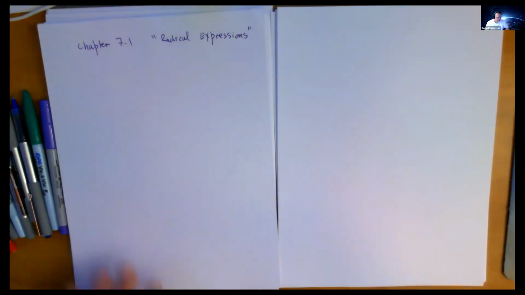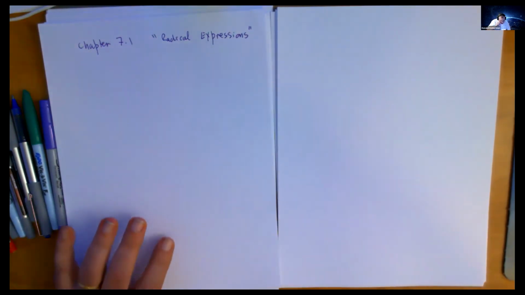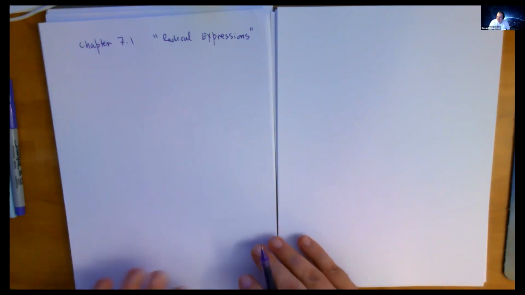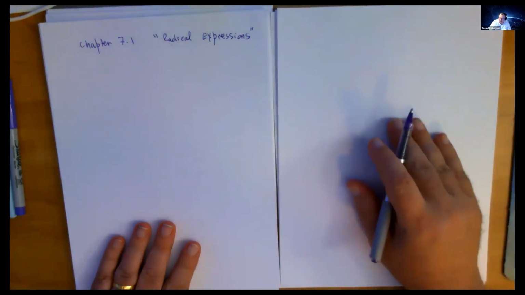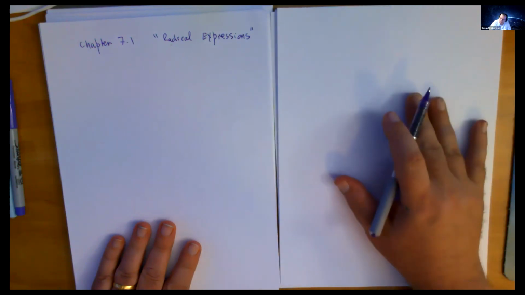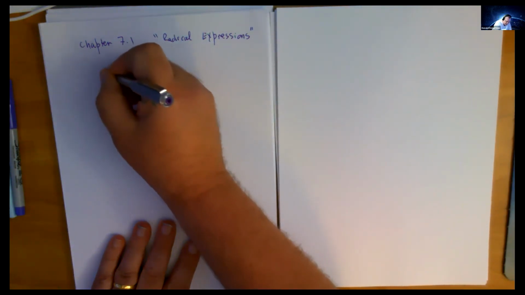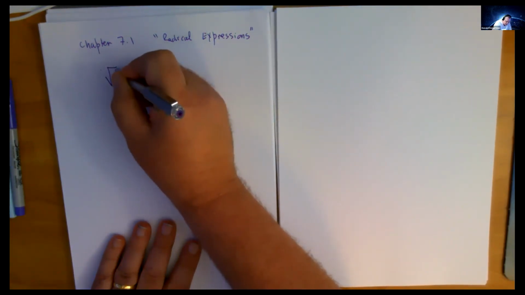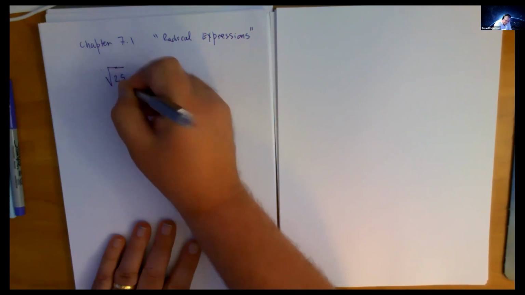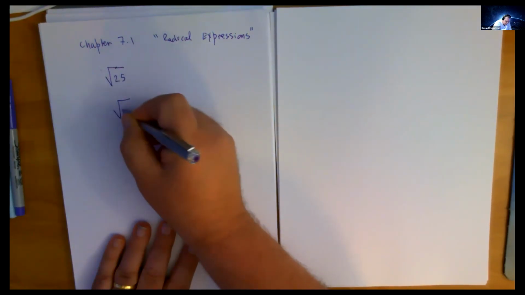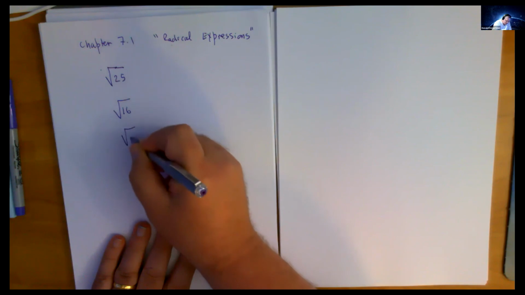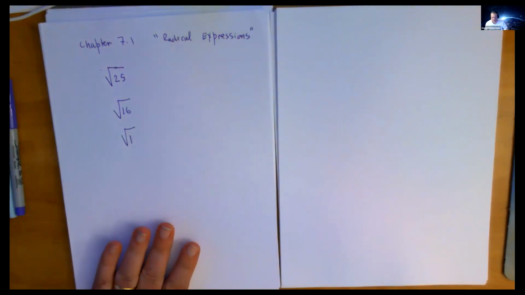Okay, let's start right at the beginning as if you've never seen one before. What is a radical? It's a pretty good question to start with. Rational is just an old-fashioned name for fractions. Radical is a term that we use for things like square root, cube root, fourth root. So for instance, an example of a radical would be the square root of 25, the square root of 16, square root of 1. They're all examples of radicals.